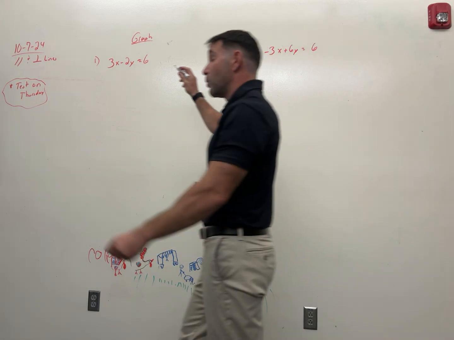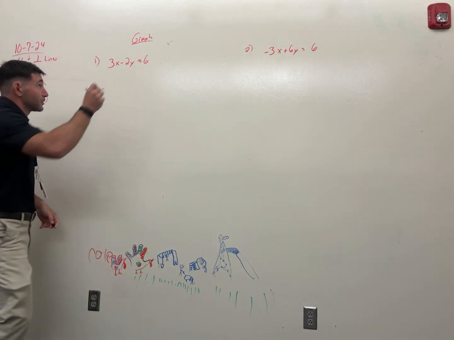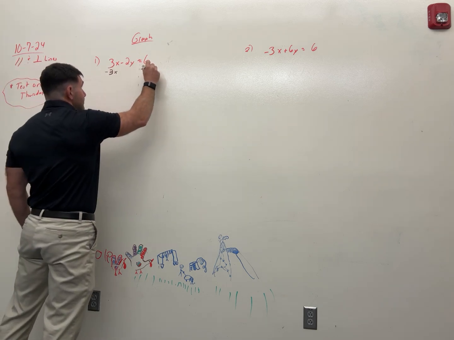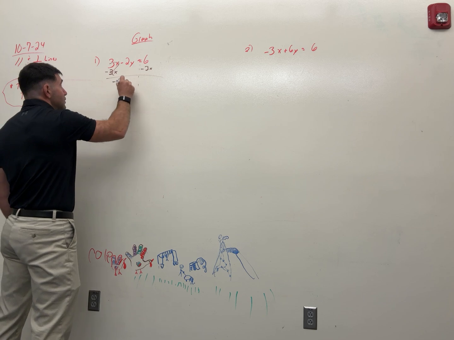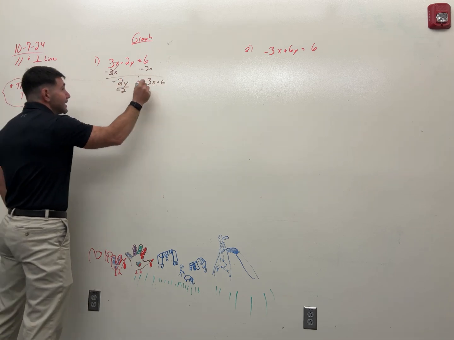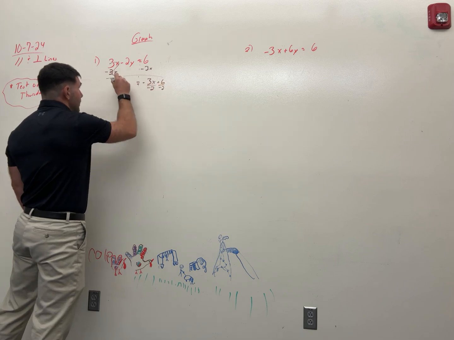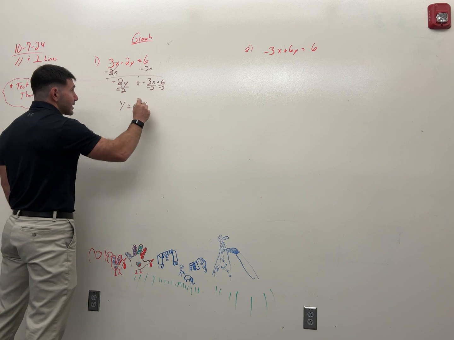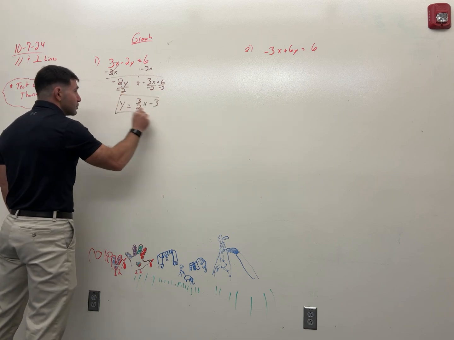First things first, we have to get y by itself. That's going to be important for today. We subtract 3x from both sides. That leaves me negative 2y equals negative 3x plus 6. We divide each individual thing by the negative 2. That leaves me 3 halves x minus 3.